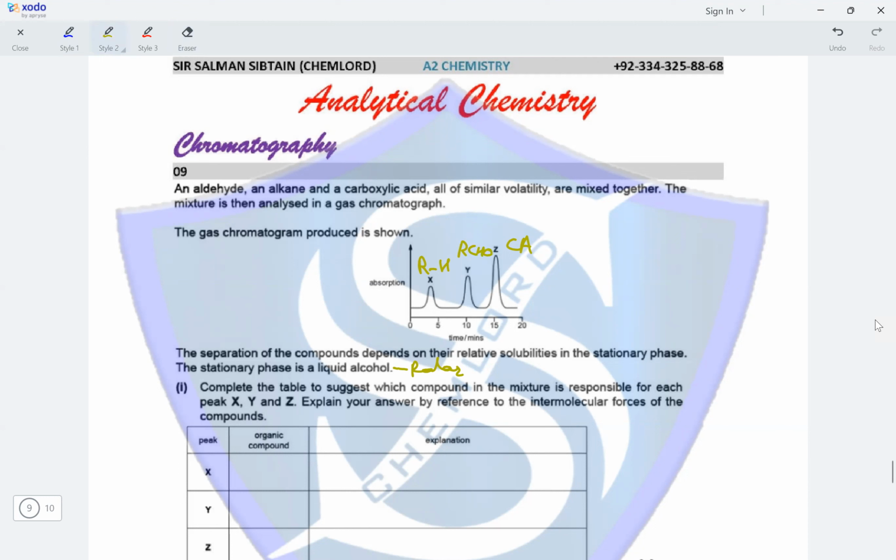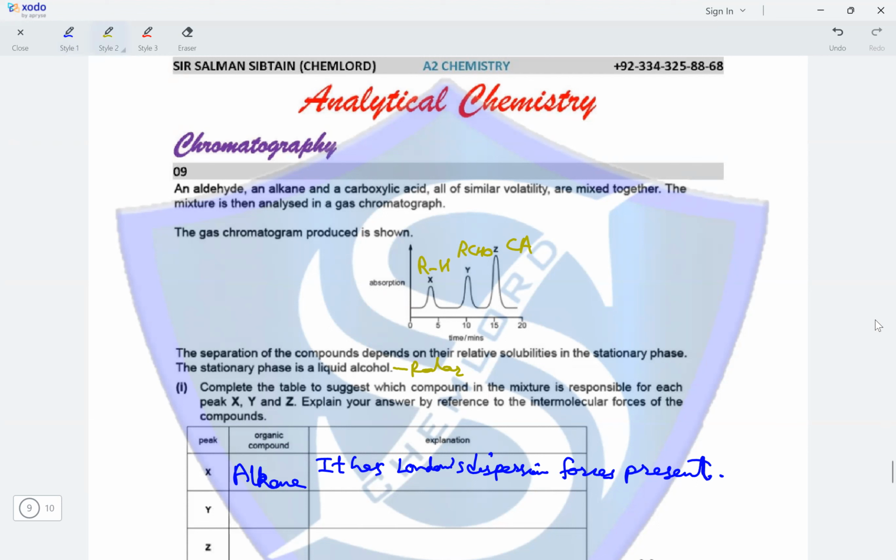Next, complete the table to suggest which compound in the mixture is responsible for each of peaks X, Y, and Z, and explain your answer by reference to the intermolecular forces of the compounds. So peak X corresponds to an alkane because it has London dispersion forces present in it. So making it non-polar.